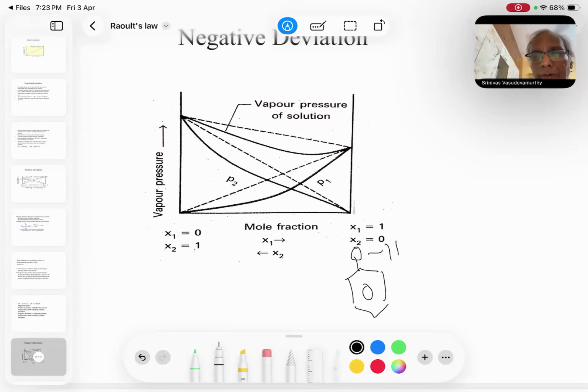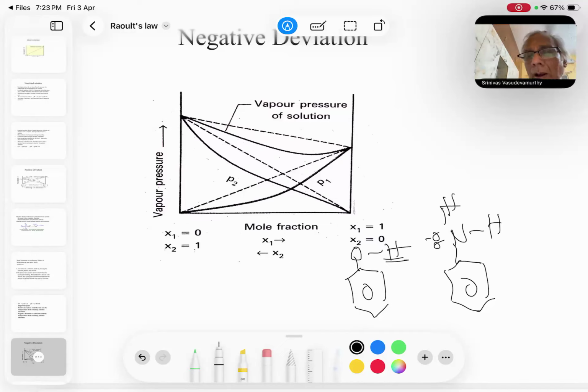So the proton of phenol, and then aniline NH2 I have taken. Proton of phenol is there, O minus H plus here. Aniline nitrogen has got a lone pair of electrons. Hydrogen bond formation is taking place. So let's mix phenol and aniline. Hydrogen bond formation takes place between the proton of phenol and the lone pair of electrons of nitrogen in aniline.